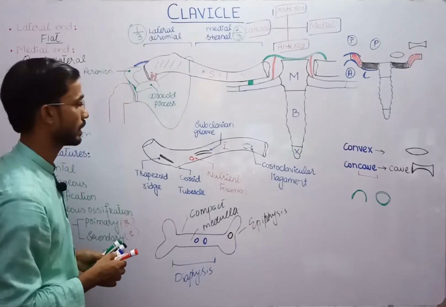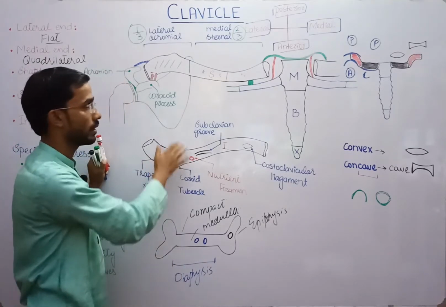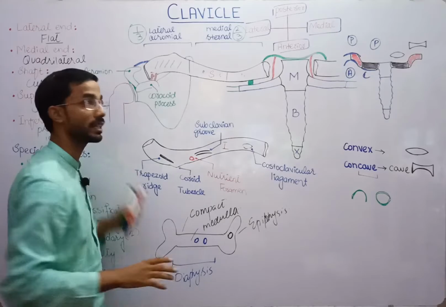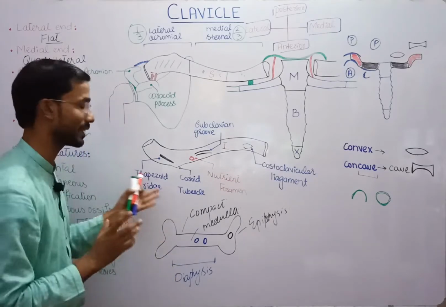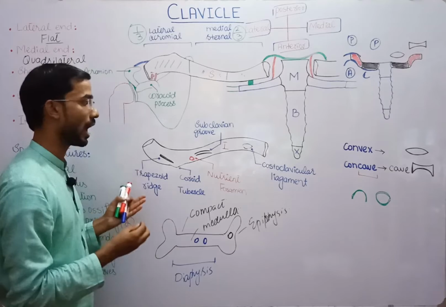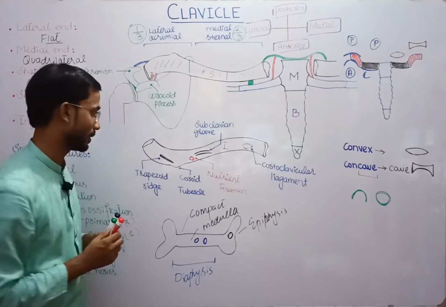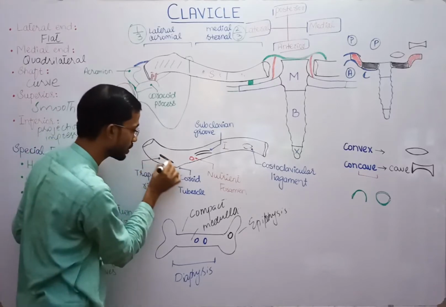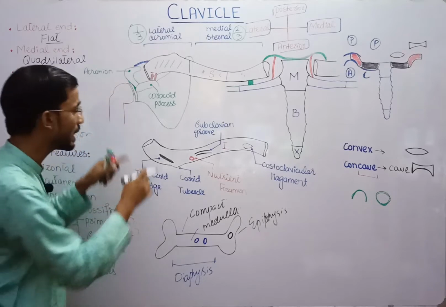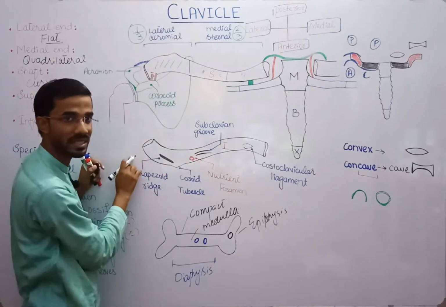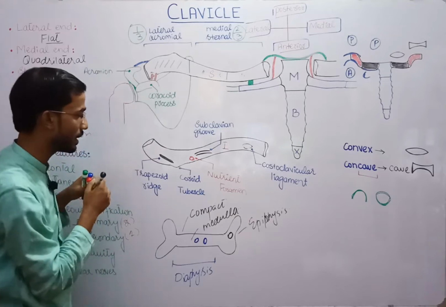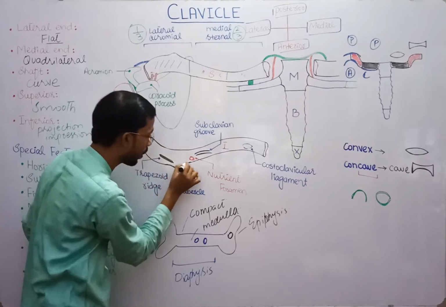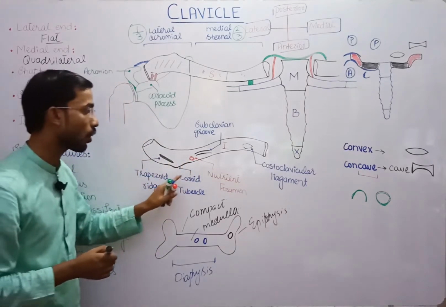Next we will see the inferior side, because at the superior side there is nothing, but at the inferior side there are several special things present. Let's see what things are present in the inferior side. Here you can see this is the trapezoid ridge, which is present in the lateral side, and there is a projection in the bone, and this is the coracoid tubercle.